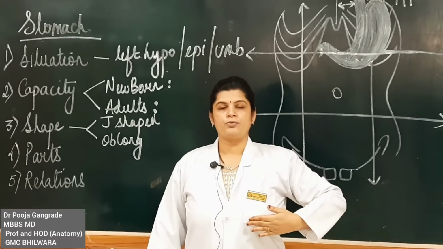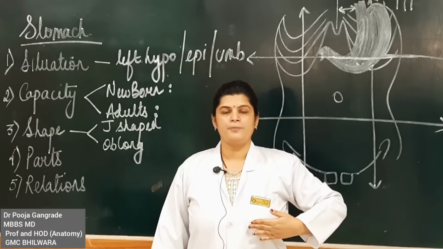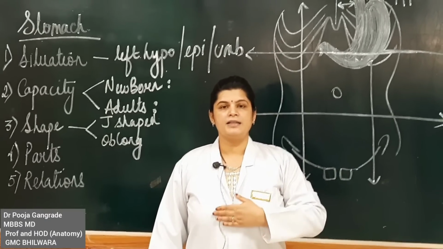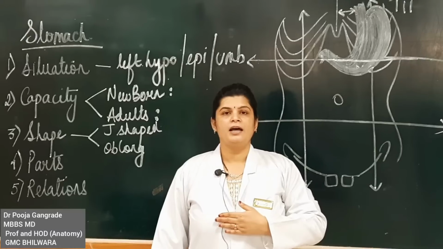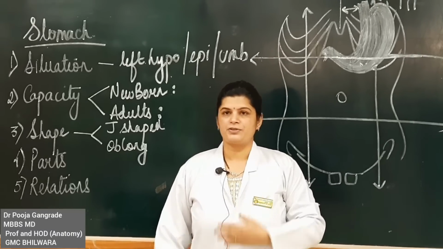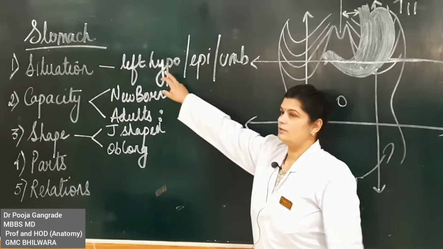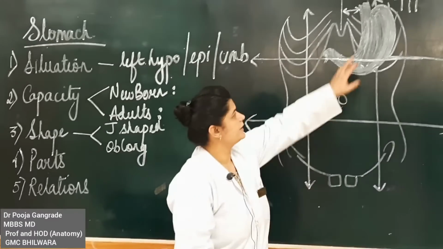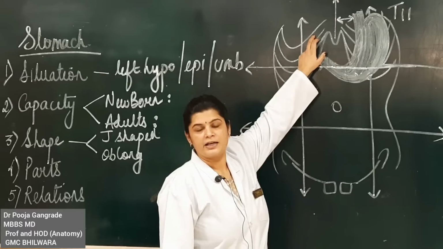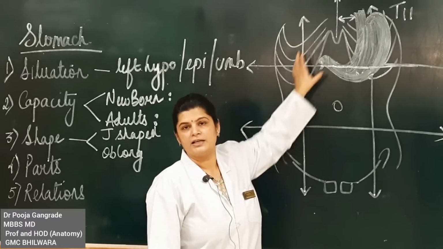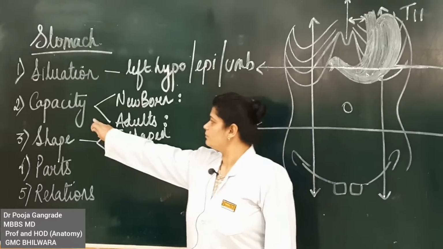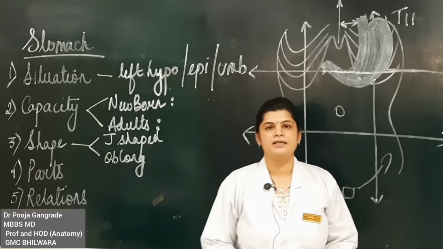So the stomach is situated in the 3 quadrants which are onto the left side. The upper left quadrant is left hypochondriac, then below that you have the umbilical, and just next to it is the epigastric area. So left hypochondriac, epigastric and umbilical area. So this is the situation of stomach. Next, come down to second point, that is the capacity.